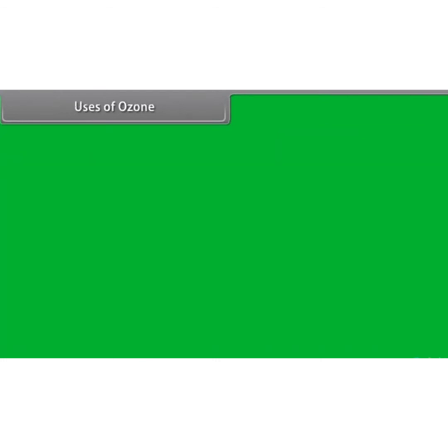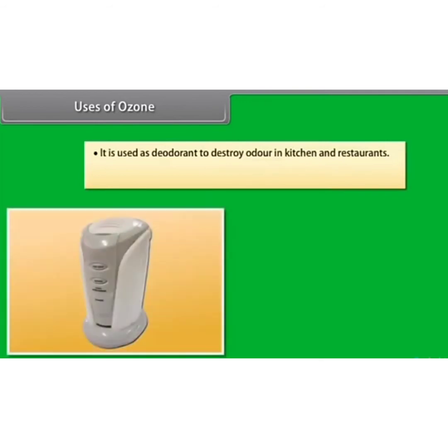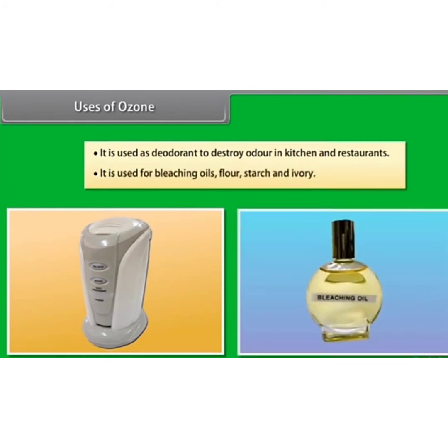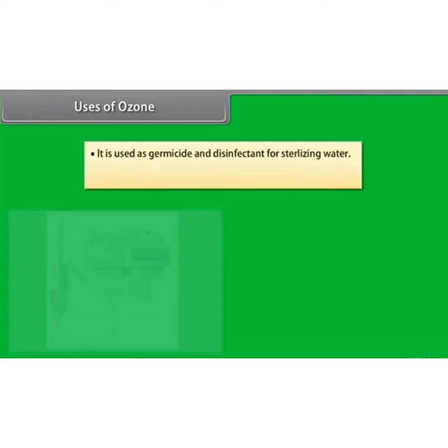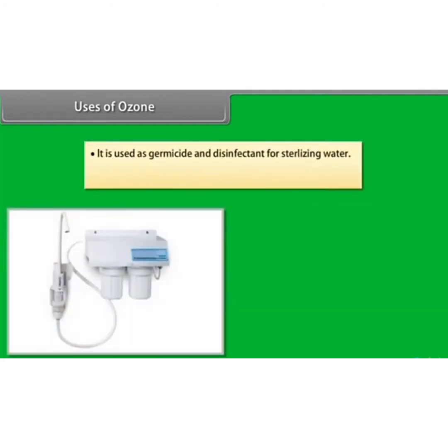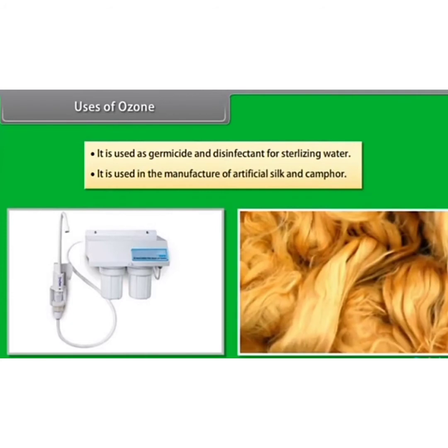Uses of ozone. The important uses of ozone are following. It is used as deodorant to destroy odor in kitchen and restaurants. It is used for bleaching oils, flour, starch, and ivory. It is used as germicide and disinfectant for sterilizing water. It is used in the manufacture of artificial silk and camphor.